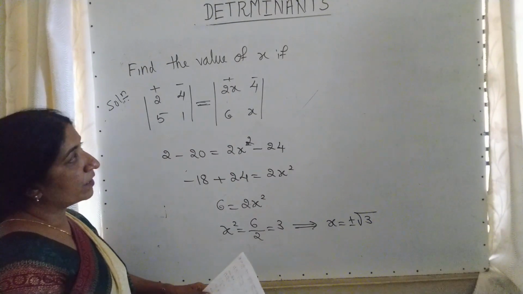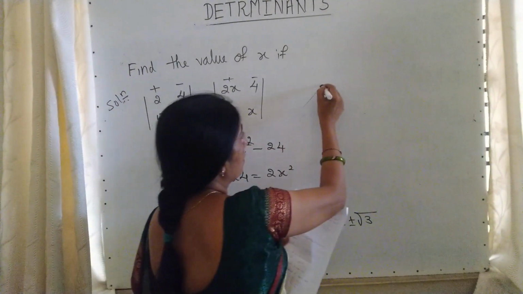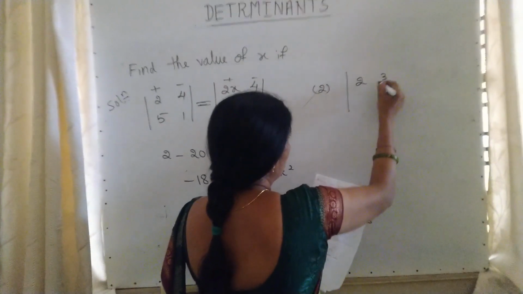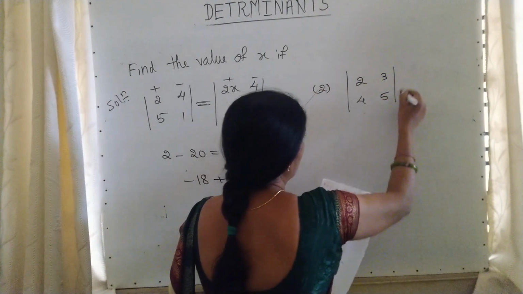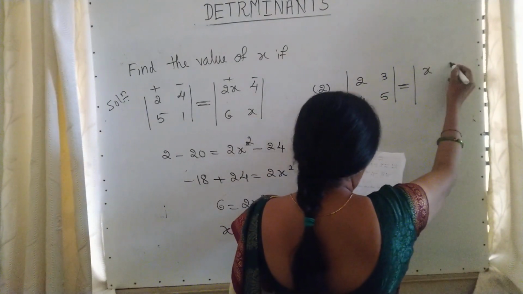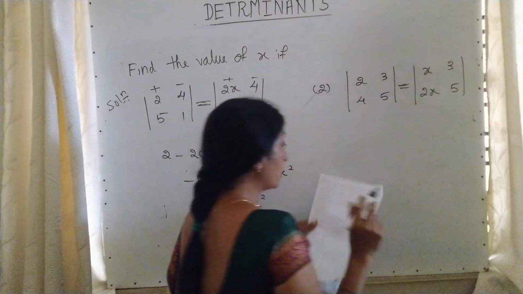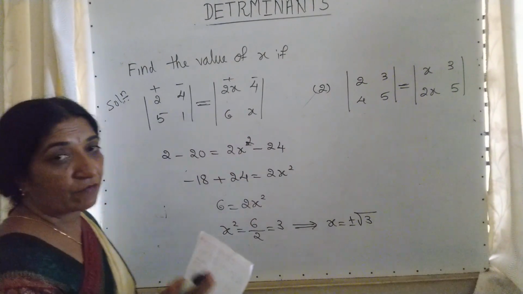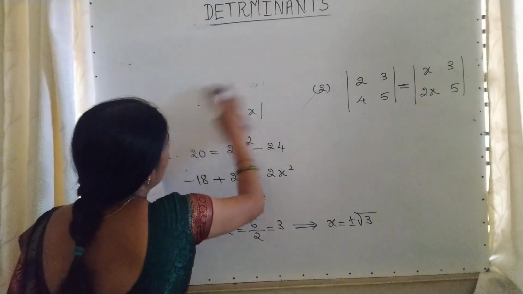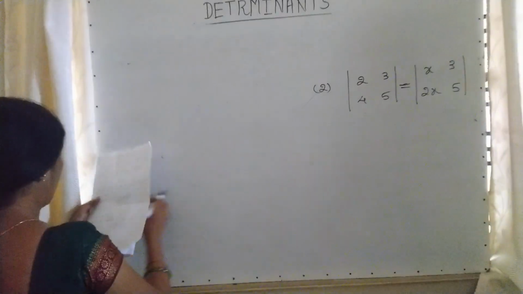Is it clear? Shall I give you the next one as an assignment? The same question. Solve for x. 2, 3, 4, 5 is equal to x3, 2x, 5. Remember students, you cannot write directly. We have to solve the determinant. We cannot equate the corresponding elements. Only in matrix we can equate. Next.